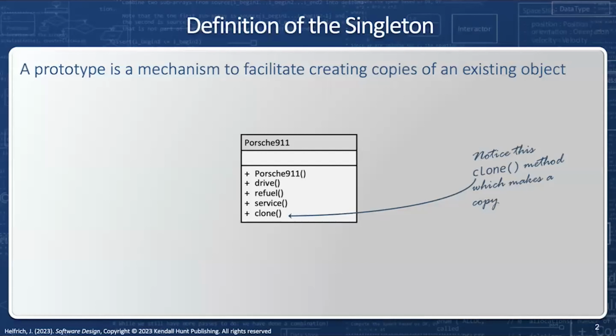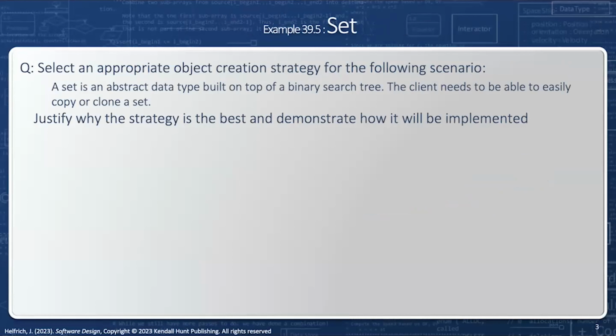to use it. So a prototype is a mechanism to facilitate creating copies of an object. And this can be done with an explicit method like clone. And so for an example, if I'd like to make a copy of a Porsche 911, then I just call the clone method and it will return a brand new Porsche 911. Here's an example of a prototype.